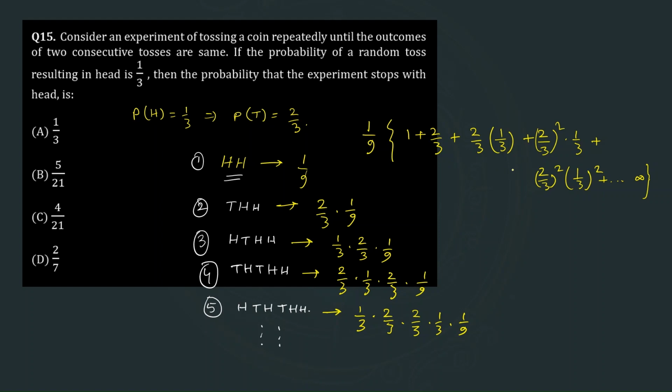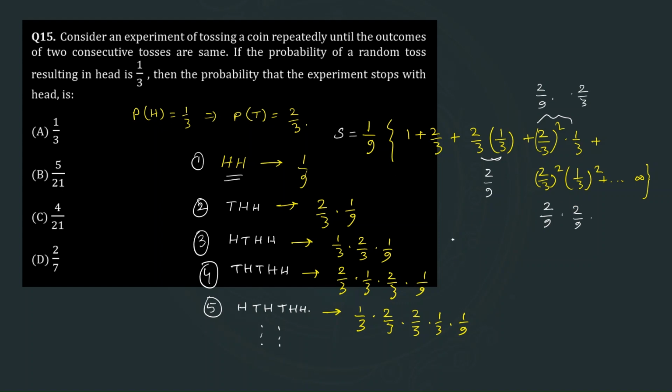Now how to sum up this infinite series? So here we can see, if we multiply this 2, we will get 2 by 9, and multiply 2 by 3 with 1 by 3 and keep the other 2 by 3 separate, we will get 2 by 9 times 2 by 3, and here also we will get 2 by 9 times this will be 2 by 9.